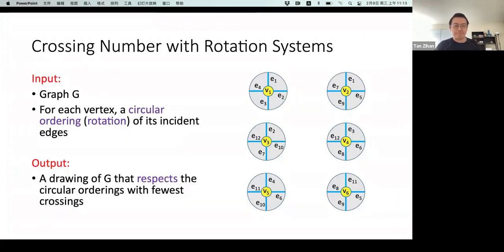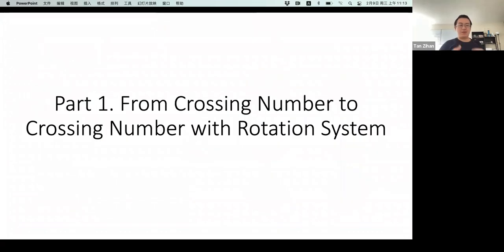Okay, so I will now dive into some technical parts, and feel free to stop me if anything is not clear at any moment. First, let me talk about part 1. It's a reduction from the crossing number problem to the crossing number with rotation system problem.